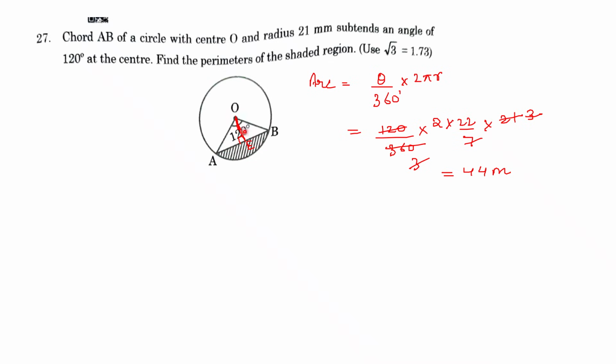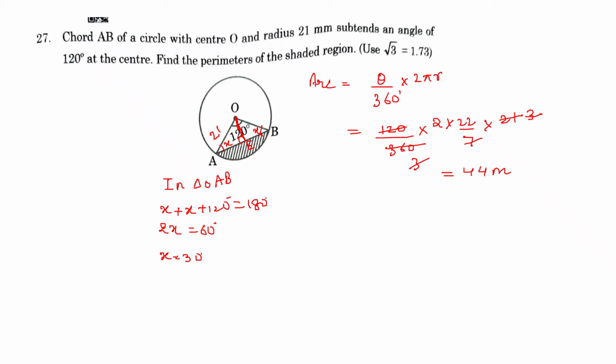If you solve it using the angle sum property, I'm assuming this angle is x, this angle is also x. So what will it become? x plus x plus 120 degrees is equal to 180 degrees. So 2x is equal to 180 minus 120, which is 60 degrees. So you will get x as 30 degrees. Now OA measure you already know, it is 21.